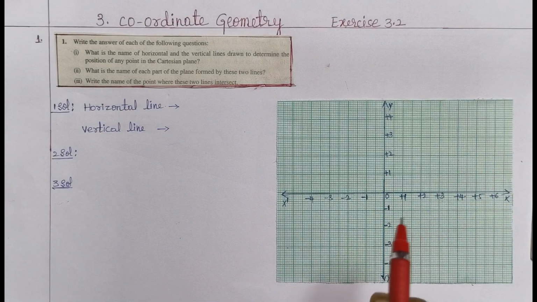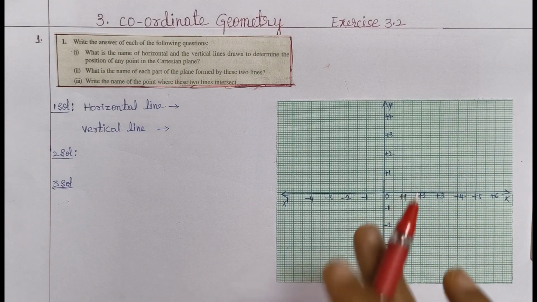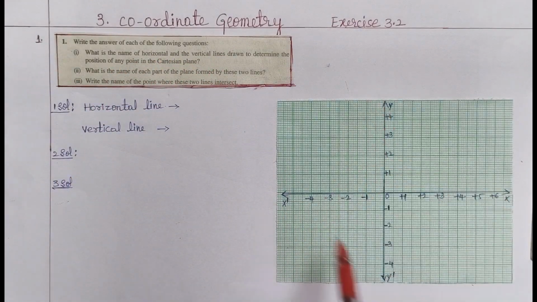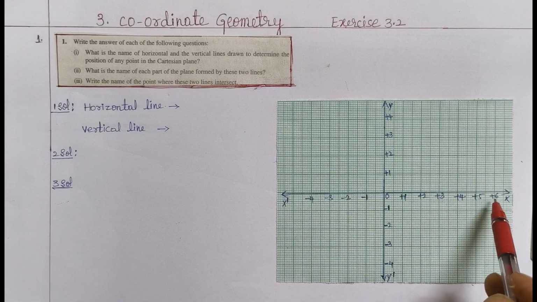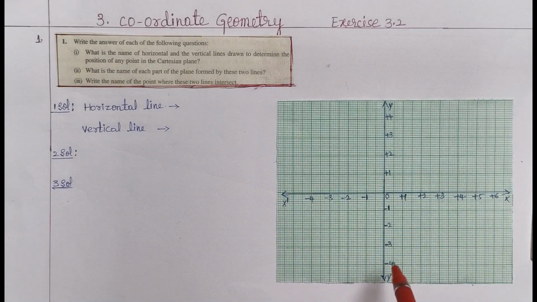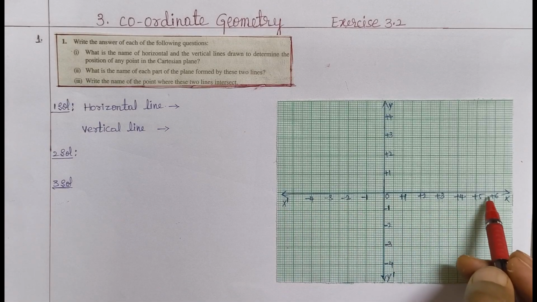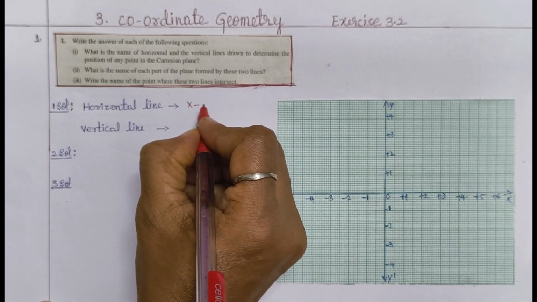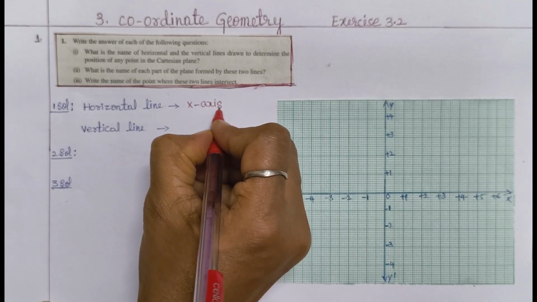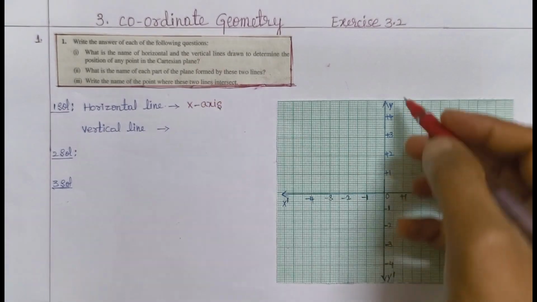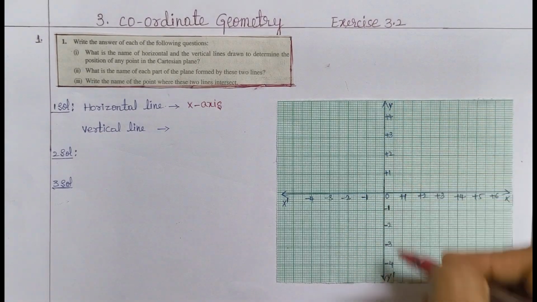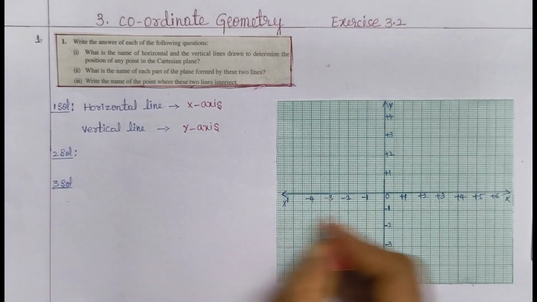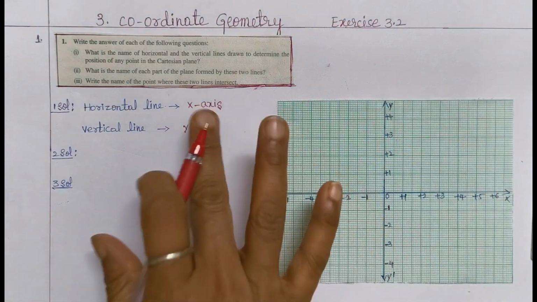I explained all this information in full detail in the introduction video. You can watch it. Next, what is it asking? In this Cartesian plane, what is the horizontal line's name? What is the vertical line's name? See here, this is the horizontal line. This horizontal line is called the x-axis. First answer, the horizontal line is called the x-axis. Next, again asking about the vertical line. This is a vertical line. The vertical line is called the y-axis.